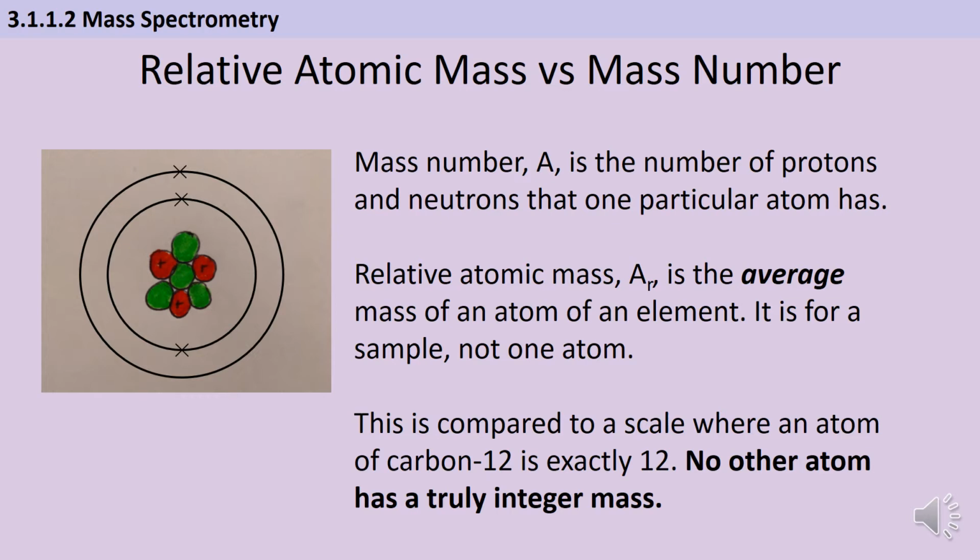So mass number is for one atom. You look at a particular atom and it has a certain number of protons and neutrons, and those added together are its mass number. So mass number has to be an integer because you can't have half a proton or a third of a neutron.